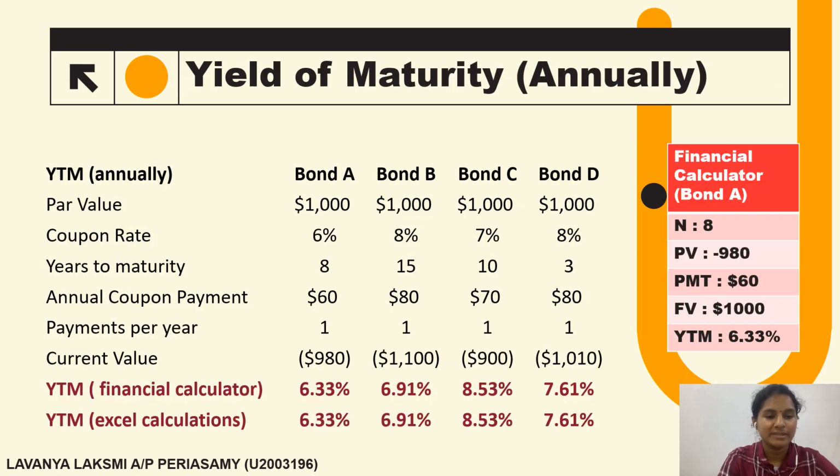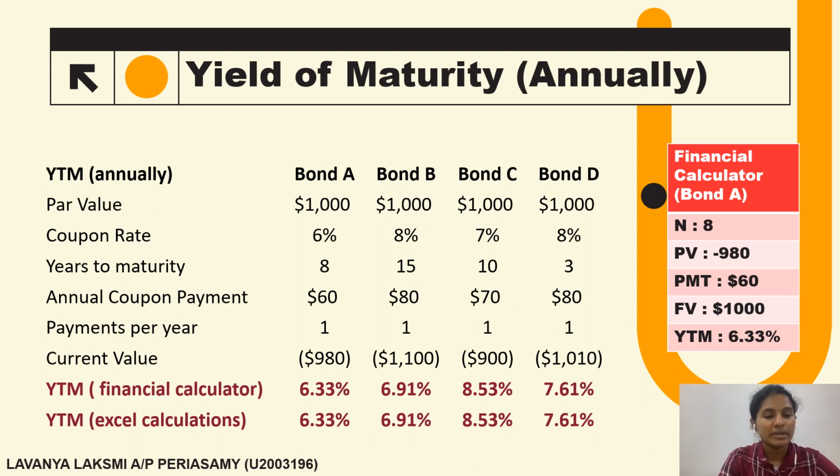Now we can find the yield to maturity annually. First, we have to list out the information that is given in the question, such as par value, coupon rate, years to maturity, annual coupon payment that we found just now, payments per year. For annually, the bondholder will be paid once a year, so it's 1. Current value. Here I have found the YTM through financial calculator and also the Excel calculations. As for the Excel calculations, you can refer to the Excel file that we have given in the first page.